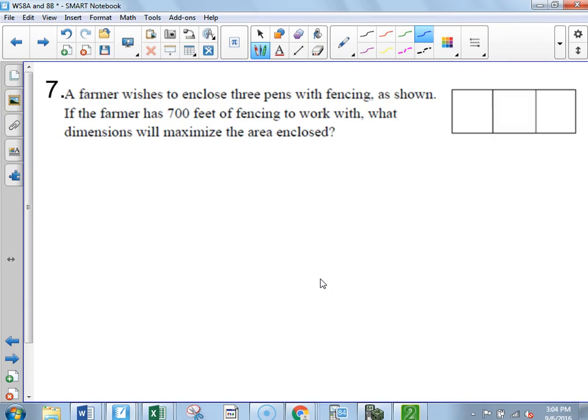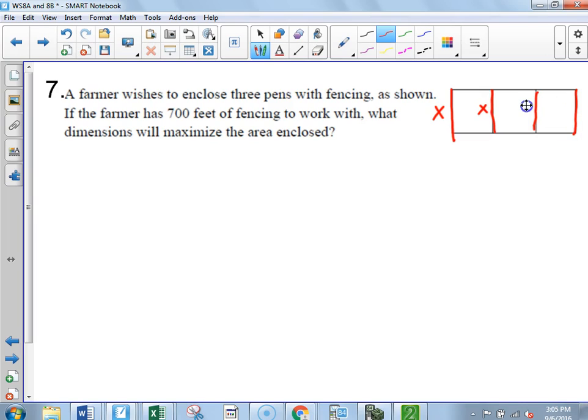All right, let's try 7. This one is a little confusing because it doesn't say what shape. A farmer wishes to enclose 3 pens with fencing as shown. If the farmer has 700 feet of fencing to work with, what dimensions will maximize the area enclosed? So, we don't know if these are squares or rectangles, but we do know that he's going to fence this distance, and this distance, and this distance, and this distance, all the same amount of fence, right? To split this into 3 parts, do you see what I'm talking about here?